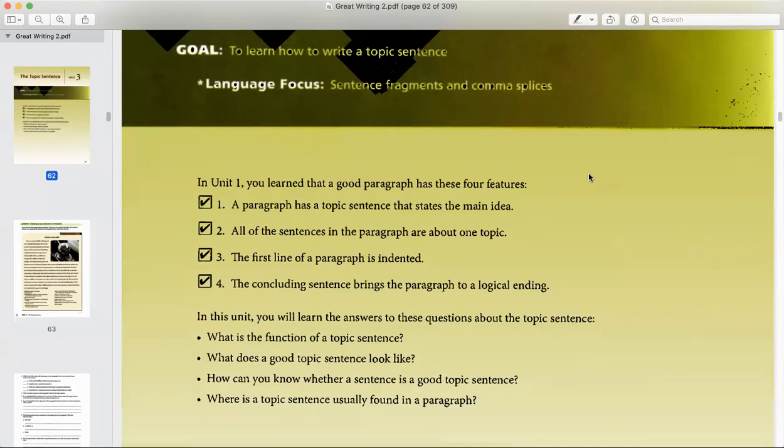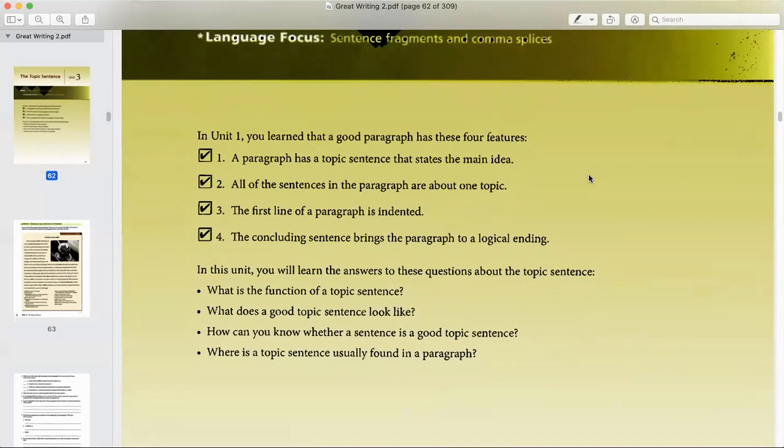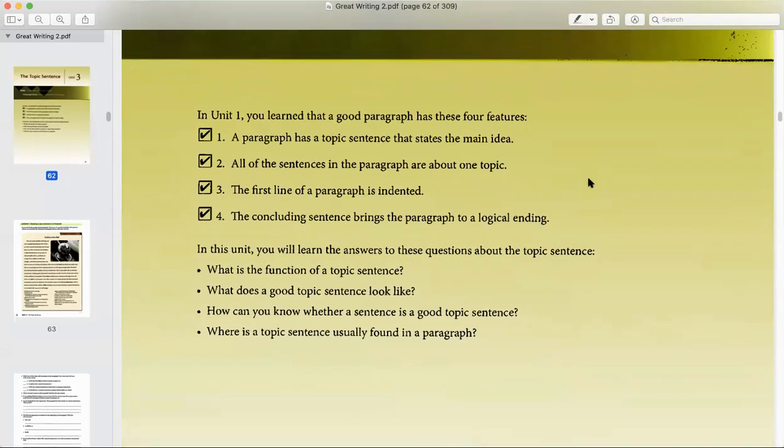So this is just a reminder here about the 4 features of a good paragraph, which we've talked about every week so far. So it has the topic sentence with the main idea, and the sentences all relate to that one topic. The first line, you remember, is indented. That is the tab button on your computer will indent the first sentence for you. And then a good paragraph also has a final concluding sentence that ends the paragraph logically.